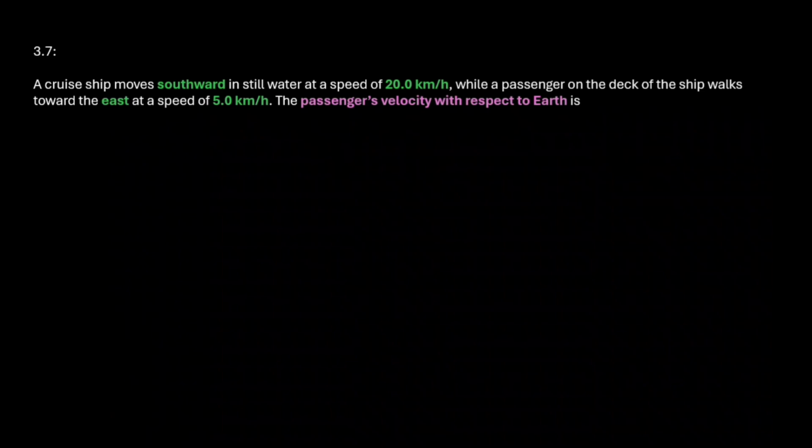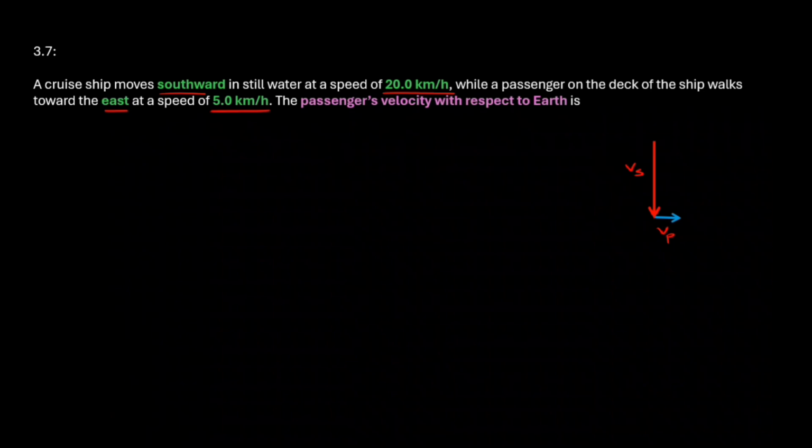So, here in this question, I have a ship that moves southward with speed 20 km per hour. We can show the ship with the help of this velocity vector Vs. Then we have the passenger on the deck of the ship that is moving towards east with a speed of 5 km per hour. I will show the velocity vector of passenger towards east as Vp. We need to find the passenger's velocity with respect to Earth.